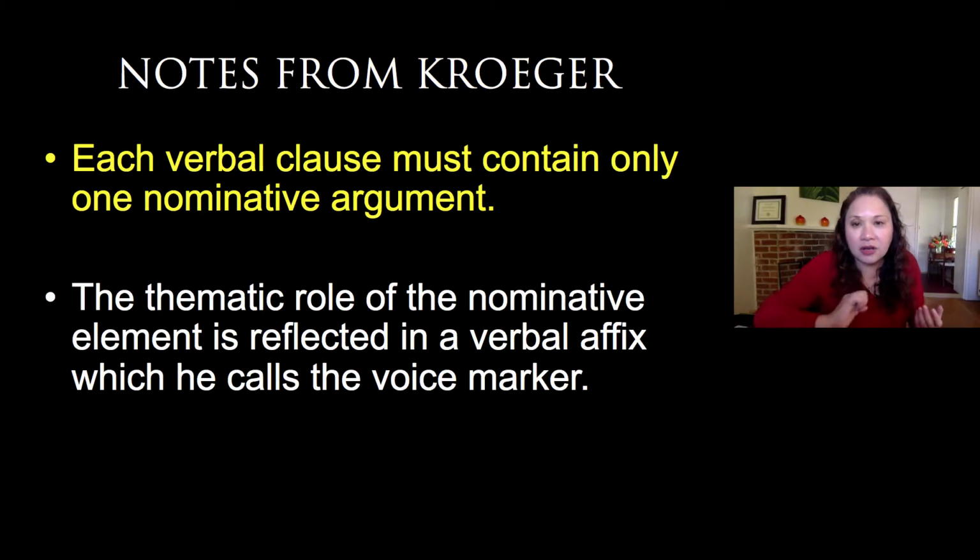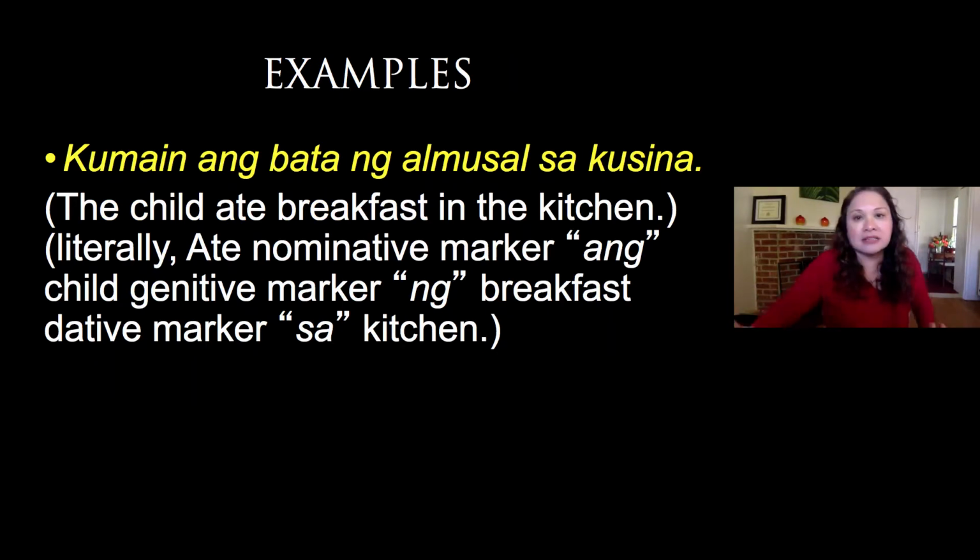Okay. So, notes from Kroeger. Each verbal clause must contain only one nominative argument. Second, the thematic role of the nominative element is reflected in a verbal affix, which he calls the voice marker. Let's look at some examples. Kumain ang bata ng almusal sa kusina. The child ate breakfast in the kitchen.